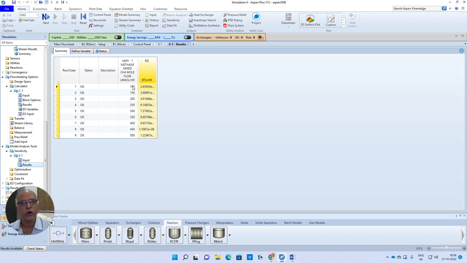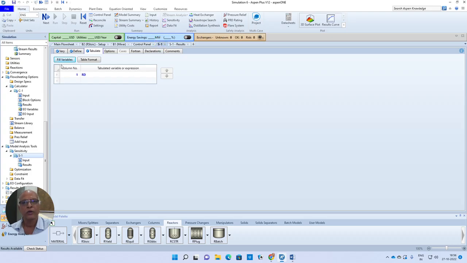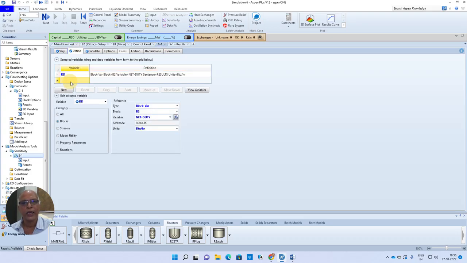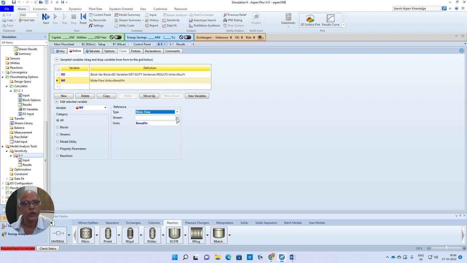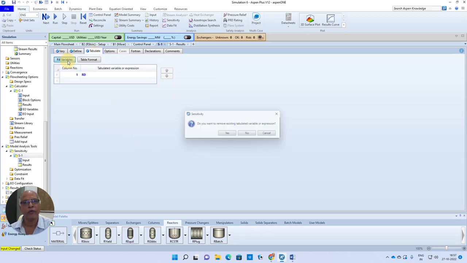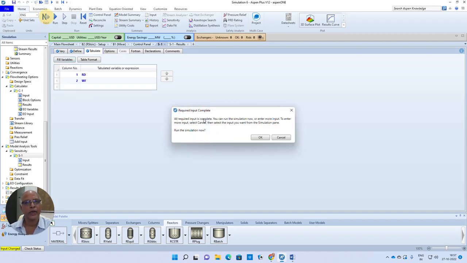If you want to observe what is the flow rate, you can also describe that in sensitivity. So let me define another variable, flow rate of water. Let's say WF. It's a stream variable, mole flow. Just to have an idea, mole flow, stream is water and it is H2O. So again tabulate, fill variables. So next.